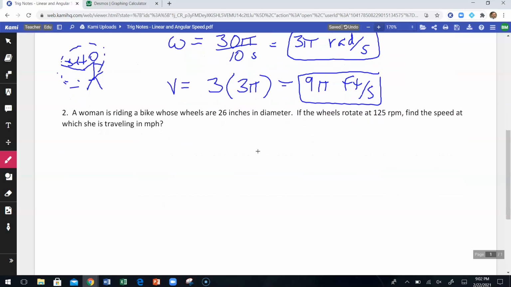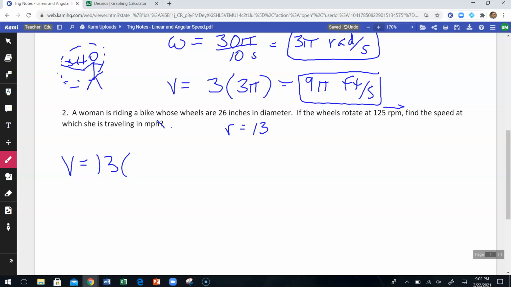Another example, a woman is riding a bike whose wheels are 26 inches in diameter. Anytime I see diameter, I want to think about radius, so the radius is going to be 13. If the wheels rotate at 125 RPM, find the speed at which she is traveling in miles per hour. Find the speed that she is traveling in miles per hour. So we want her linear speed, miles per hour. That's a linear speed, not an angular speed. So our linear speed is going to be the radius, which is 13, times the angular velocity, or we could think of it as theta divided by time.